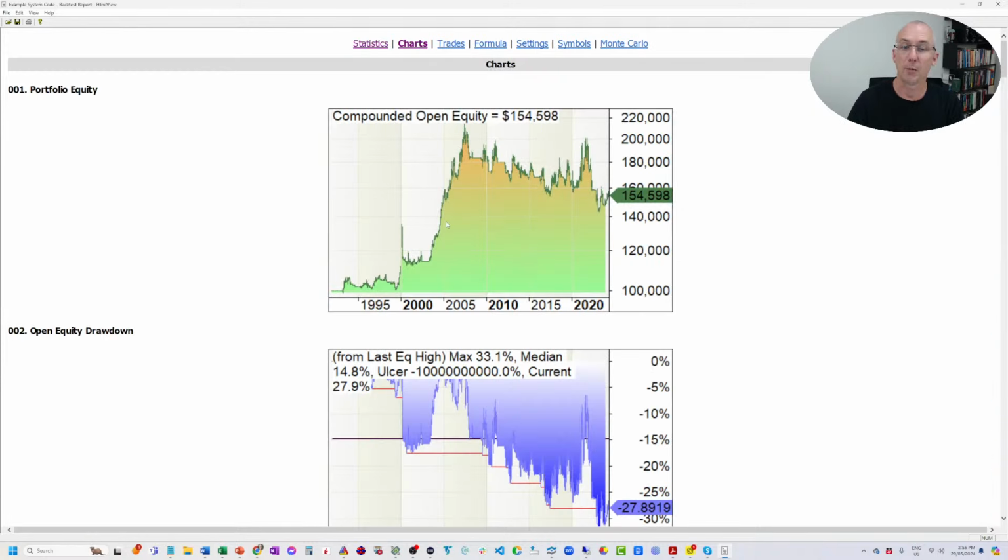All right, let's go back to our backtest here, and I've got the backtest report, and let's have a look at the chart. And what do you know? It's ugly as hell. So if you'd have followed those rules over the last 20 or 30 years, you would have been really, really struggling.